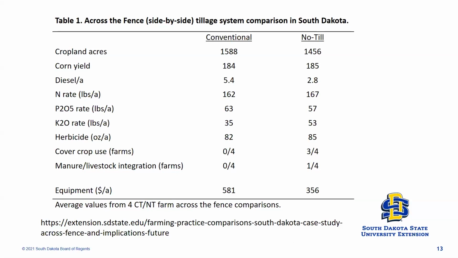Cover crop use, none of the conventional farms were using cover crops, but 3 of the no-till farms were. None of the conventional farms had livestock, and only 1 of the no-till farms did. And then another big comparison is the equipment investment. Here we see those conventional farms having almost $600 an acre invested in equipment, while the no-till farms just slightly over $350. So a $225 difference in equipment investment. Now you think about upkeep, repair, and depreciation, and replacing that equipment. That's a big deal.